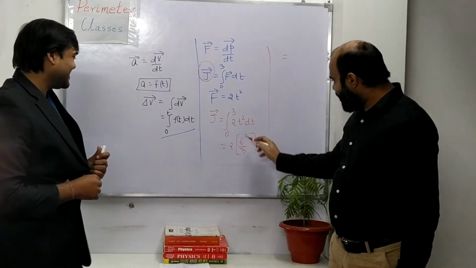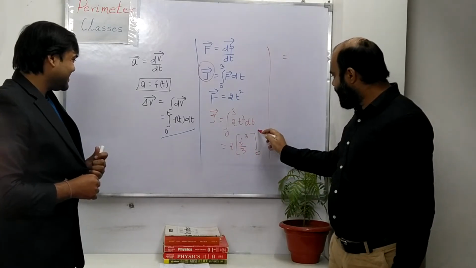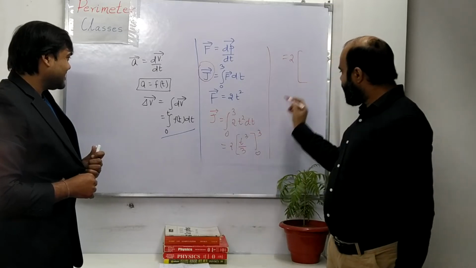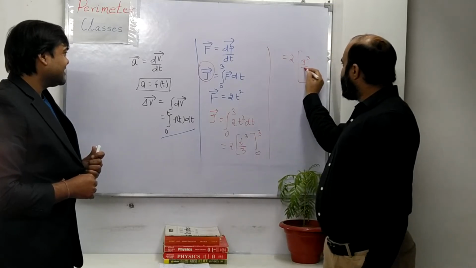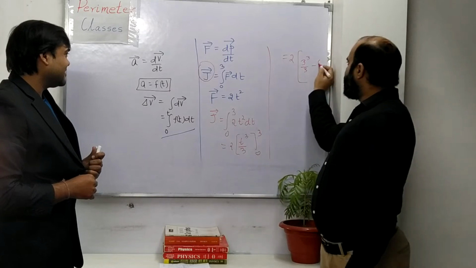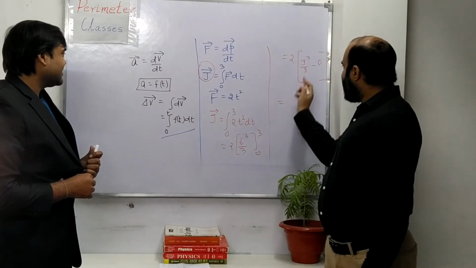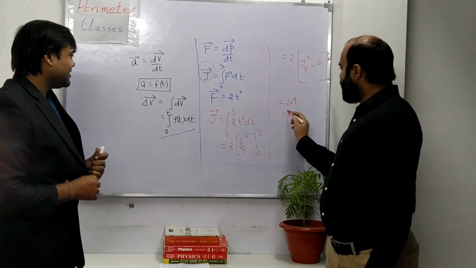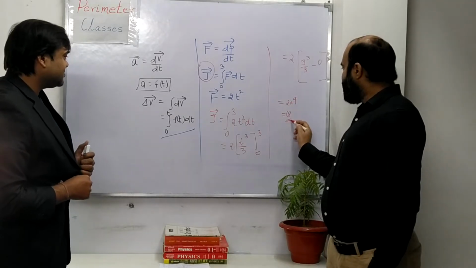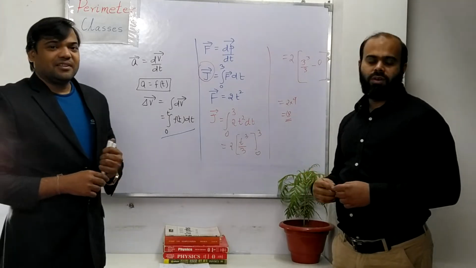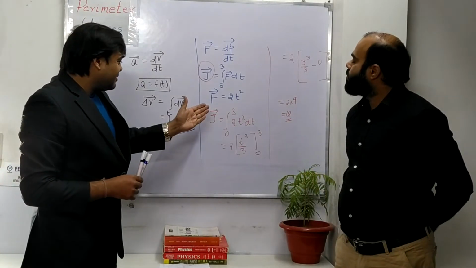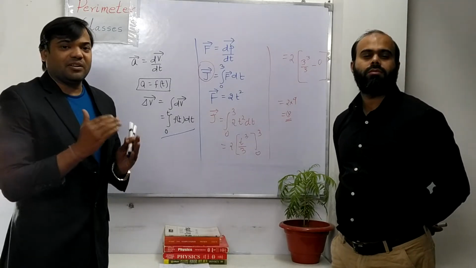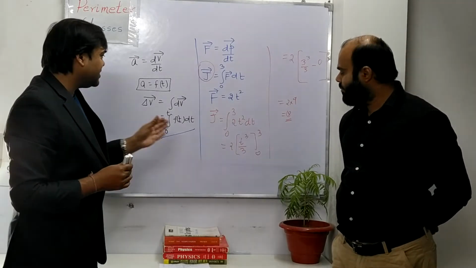Yeah. So the limit is 0 to 3. So this will become 2, and when we put the limit, 3 cube by 3 minus 0, that would be obviously 0. So you will get 2 into 9, which is 18. So this is the linear impulse. And you can see how this definite integral is very important while calculating various quantities, and these are just some examples.